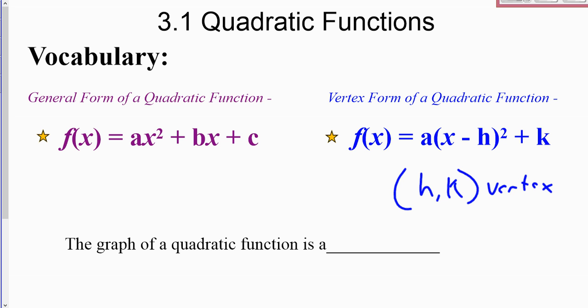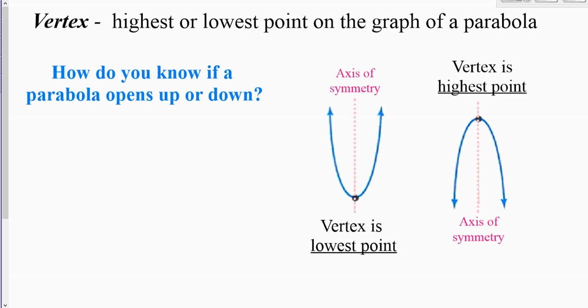Okay, the graph of a quadratic function is always a parabola. All right, so some other things. Our vertex is the highest or lowest point on the graph of a parabola. How do you know if a parabola opens up or down? If it opens up, the vertex is going to be the lowest point, and you're going to have a minimum value. If it opens down, you're going to have a highest point, the vertex is at the highest point, and you'll have a maximum.